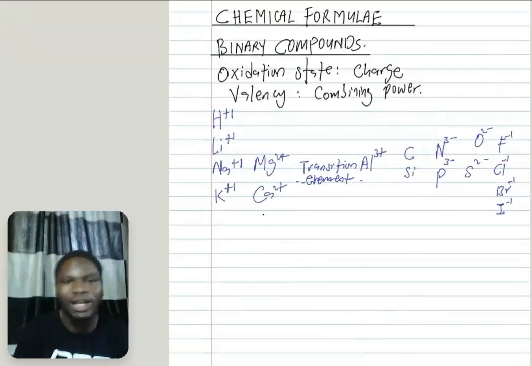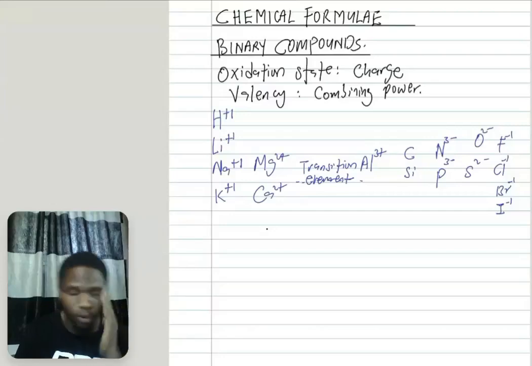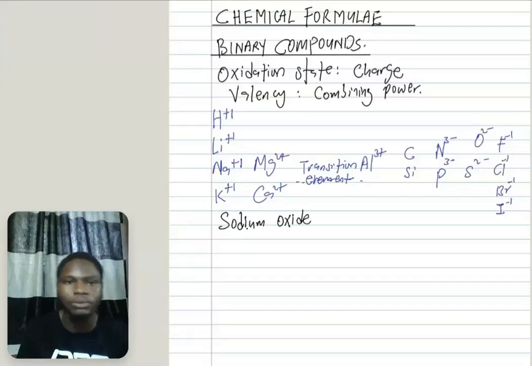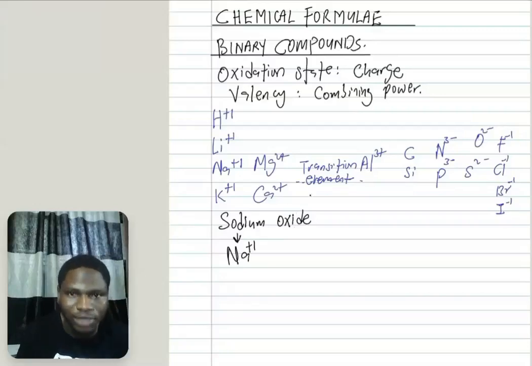Now let's look at how to write the chemical formula for binary compounds. Question 1. If you are asked to write the formula for sodium oxide, how will you write it? Firstly, you look at sodium in its ionic state. What do you have here for sodium? Na+1. Oxide means oxygen, and that is O2-. That is oxygen.